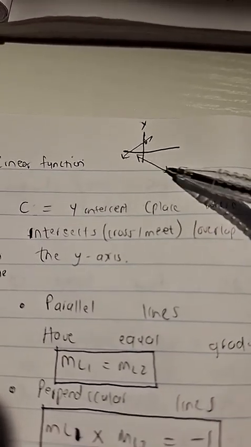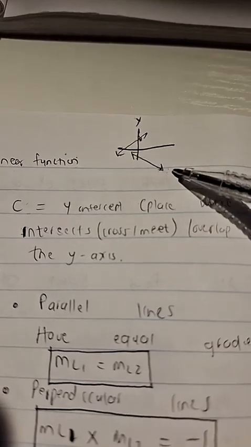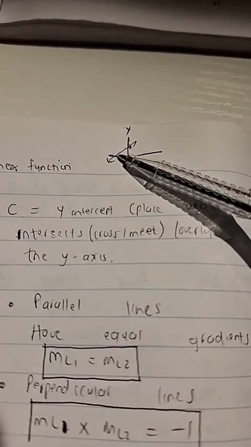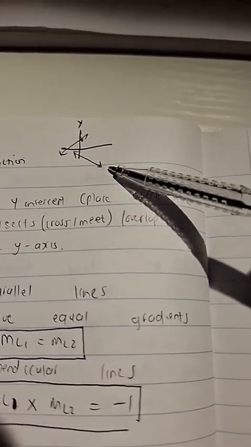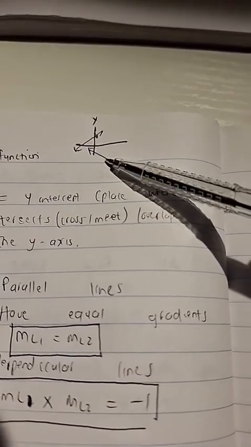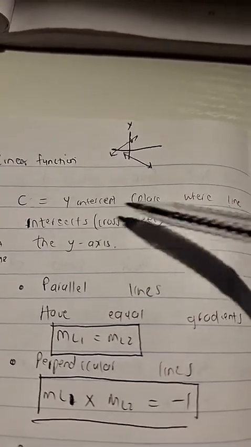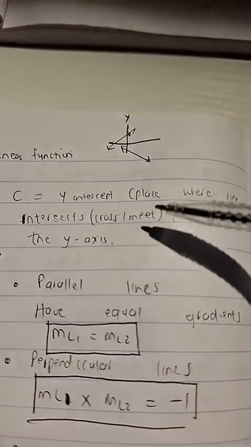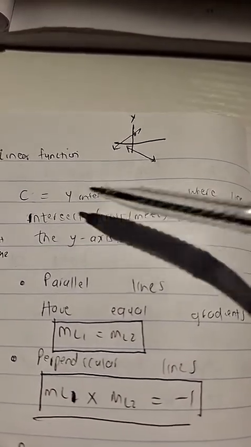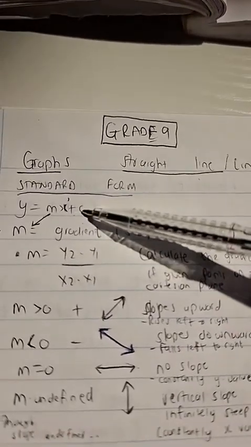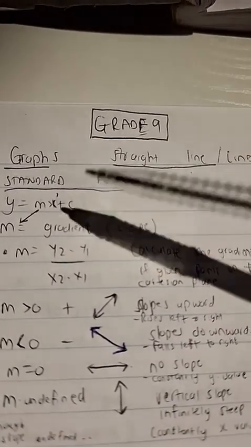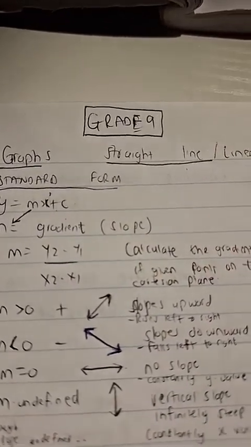So you can see that the straight line here is crossing through the y-axis. It is meeting the y-axis at this point. It is overlapping the y-axis at that point. These are just synonymous words to explain what the word intersect means. Okay, so that's what the c tells us. It is the y-intercept. Okay.